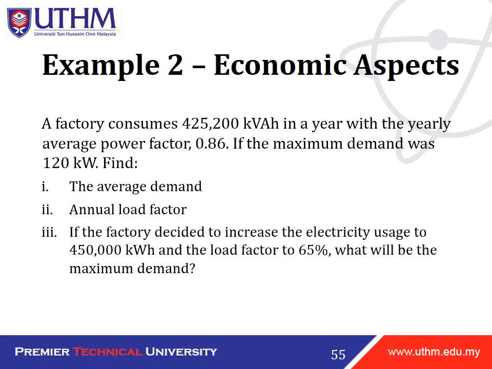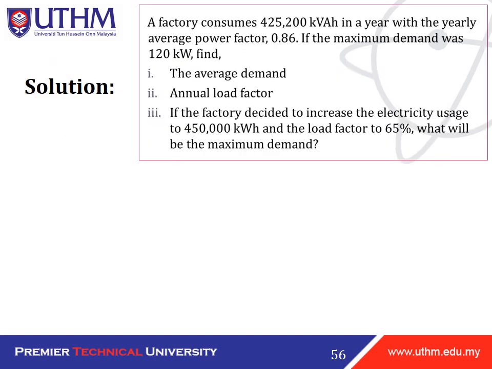So we read the question first. A factory consumes 425 kVAh in a year with the yearly average power factor 0.86. If the maximum demand was 120 kilowatt, find the average demand, annual load factor, and also if the factory decided to increase the electricity usage to 450,000 kilowatt hour and the load factor to 65%, what will be the maximum demand? Okay, now we can calculate the average demand.